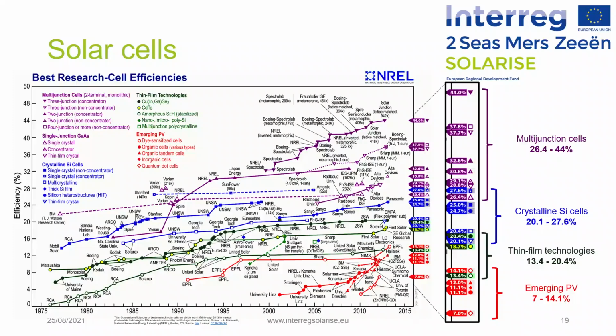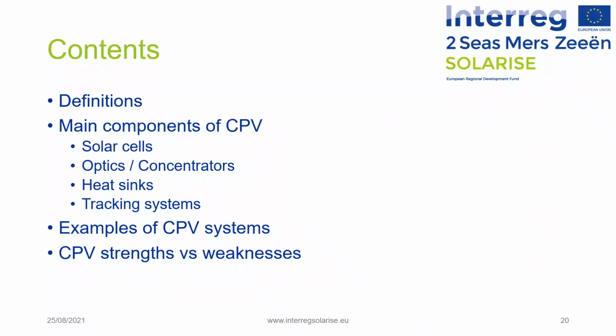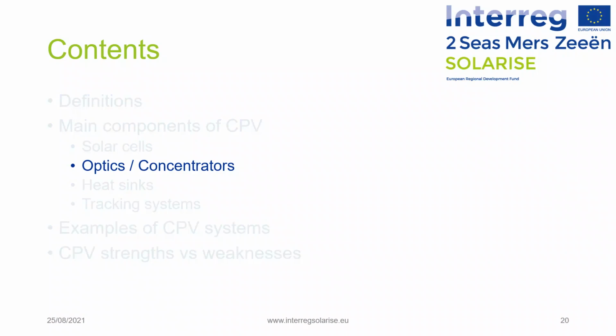Also, it is important to keep in mind that emerging PV cells have for now an efficiency only between 7 to 14%, but they are based on innovative approaches that could overcome some of the inherent issues of the multi-junction cells. For instance, organic cells use elements that are much less scarce than multi-junction ones, which will decrease the environmental impacts of the production of solar cells and their cost. After having had an overview about solar cells, let's move now to the optics and the concentrators of CPV systems.